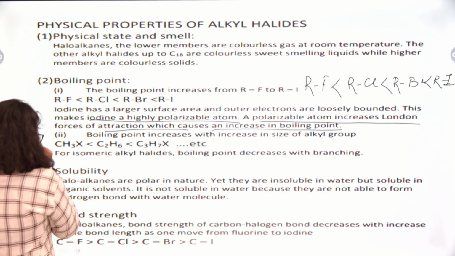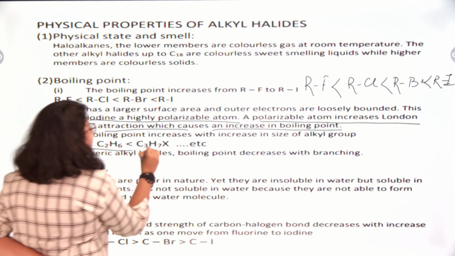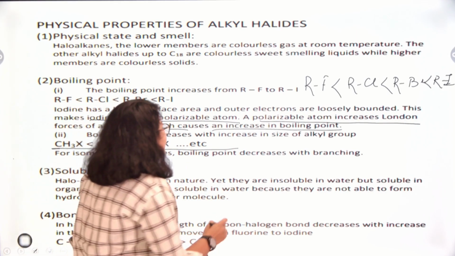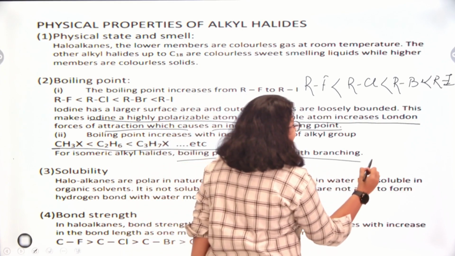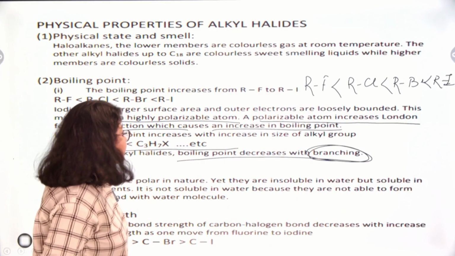Boiling point increases with the size of the alkyl group also. With the size of alkyl groups, the boiling point goes on increasing. For isomeric alkyl halides, the boiling point decreases with branching because the exposed surface area becomes lesser and lesser.